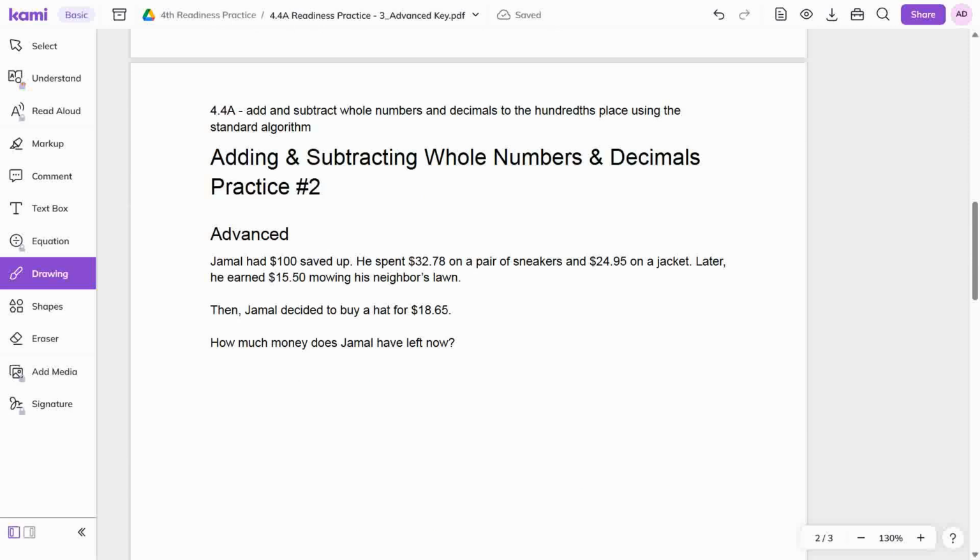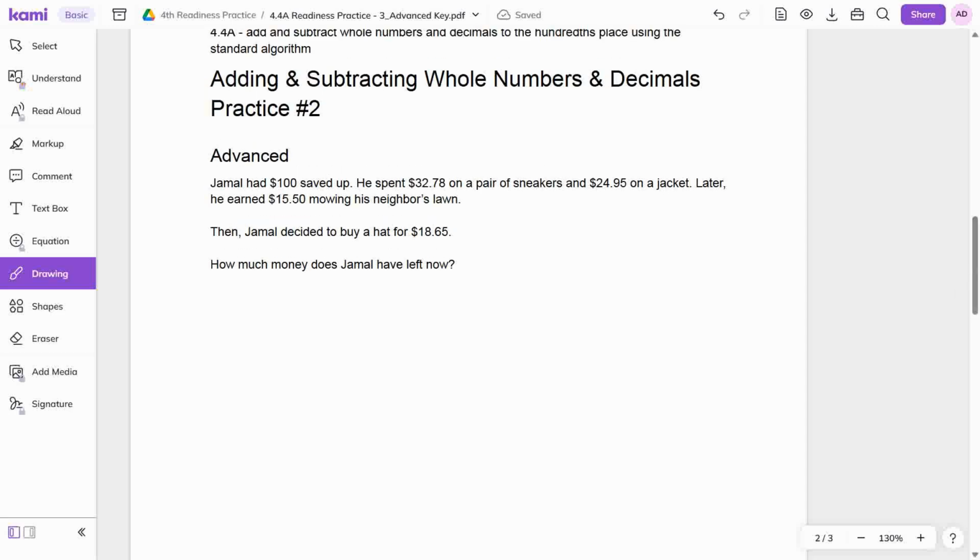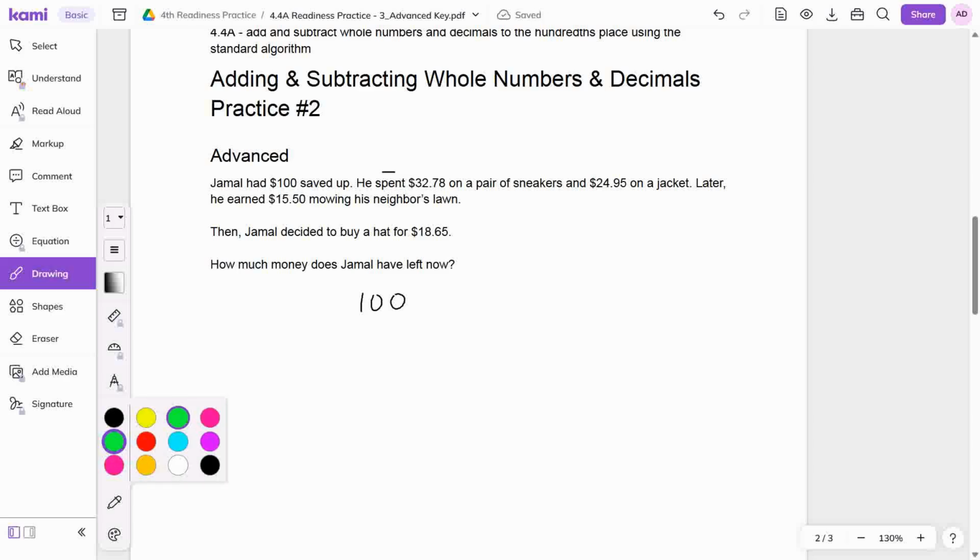Next, we have Jamal. He has $100 saved up. He spends money on sneakers and a jacket, then he earns more money on the lawn, then he buys a hat. All right, so how much does he have now? Well, we've got a lot of stuff going on here. So let's do it in chunks. So you have $100 saved up. When you spend, you subtract. So let's do $100, and I'm going to label it as saved.